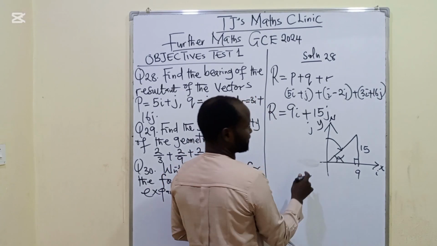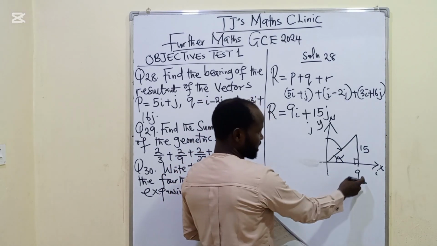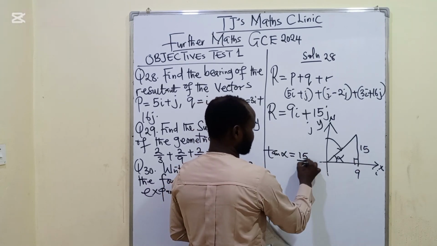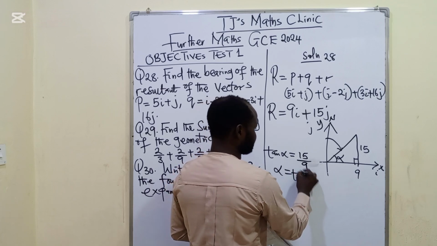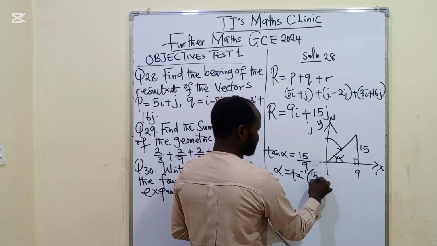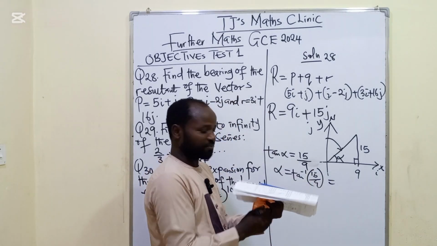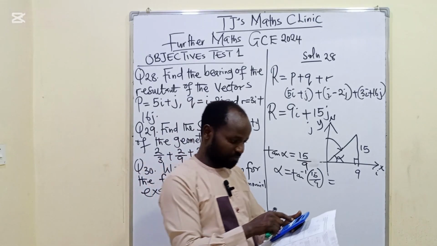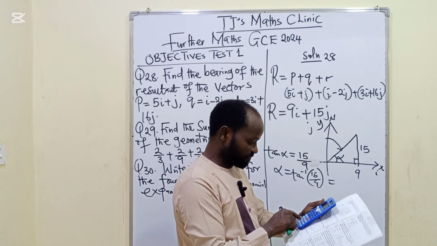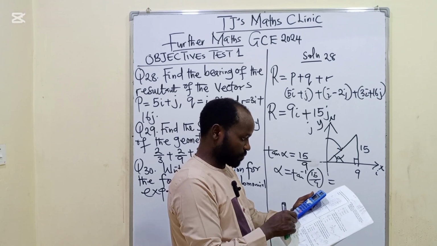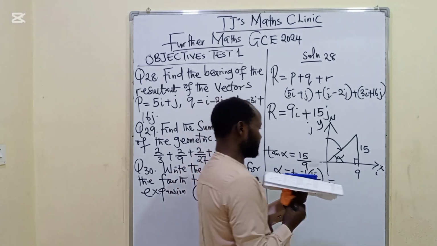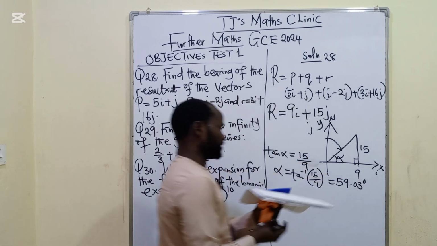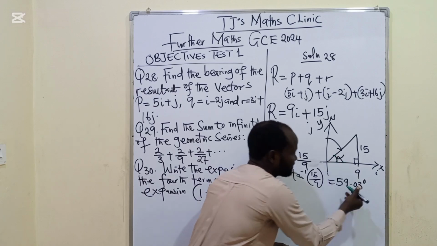So to do that, let's find alpha first. This is opposite over adjacent, so tan alpha will be opposite, which is 15, divided by 9. Alpha will be the tan inverse of 15 divided by 9. Let's use our calculator. Ensure that your calculator is in degree mode. Very important. Then press shift, then tan inverse of 15 divided by 9. What do we have? We have 59.03 degrees. But that's not what we're looking for.